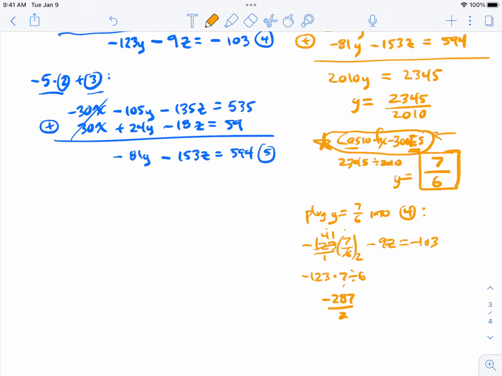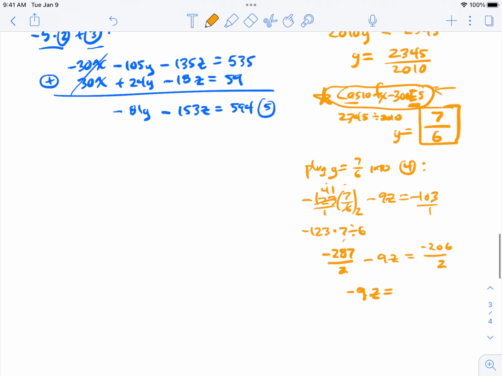So I multiplied the 123 times the 7/6. I got this, minus 9z equals. Now this negative 103, I like to do this. I like to say, wow, that's like a 103 over 1. I can call this a negative 206 over 2. That way I've got my common denominator all set up. So negative 9z is equal to, you're just adding the 287 on both sides. I think you're getting an 81 over 2, aren't you, or something? Yeah, you're getting an 81 over 2.